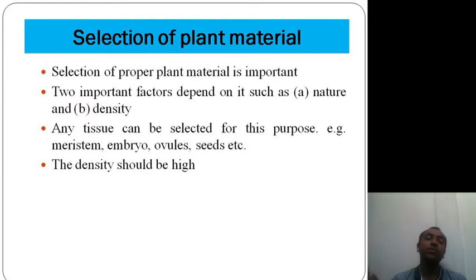Now the first step is the selection of plant material. This is one of the most important parts of cryopreservation, because if you don't select a proper plant material, you will realize later that there was a problem by the time you have done a large amount of experimental setup. Now in this case, two factors are important, the nature and the density of the plant material. Any tissue can be selected for this purpose. It can be meristem, embryo, ovules, anything you can think of. The density should be high.